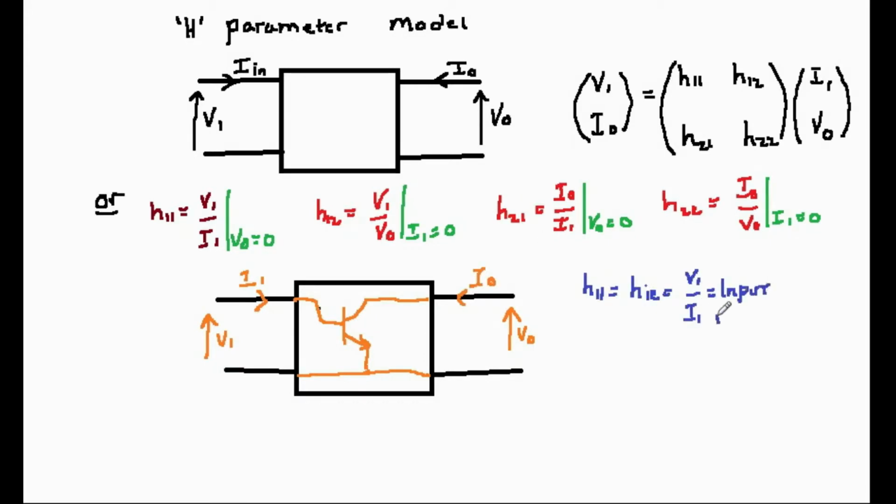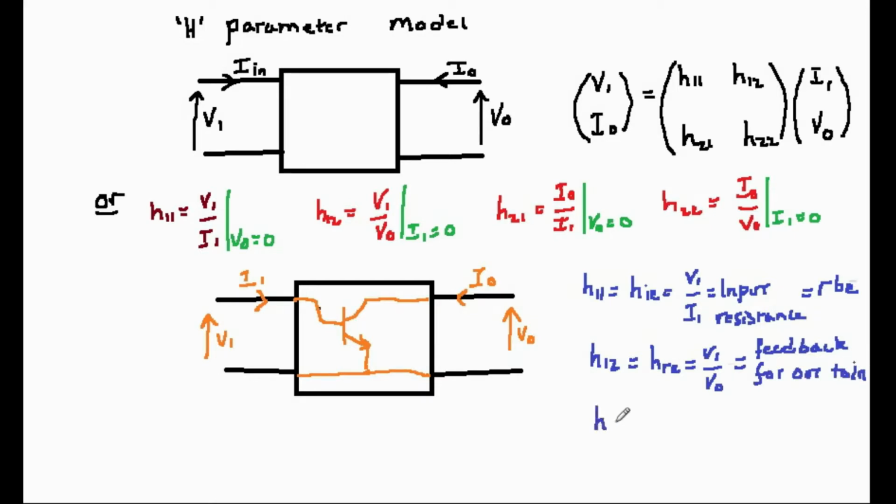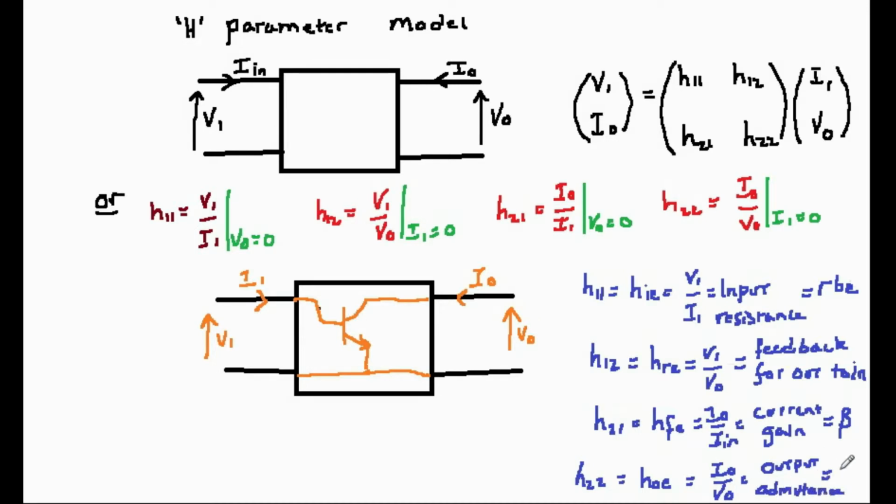H11 or HIE is just the input resistance, which is equal to RBE in the hybrid pi model. H21 or HFE is the current gain, which is the same as beta. And H22 or HOE is just the output admittance, which is 1 over the output resistance, which is 1 over RCE in the hybrid model.